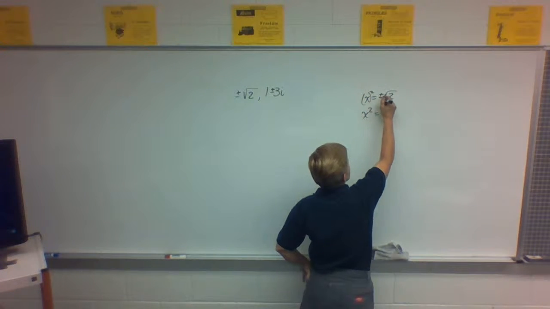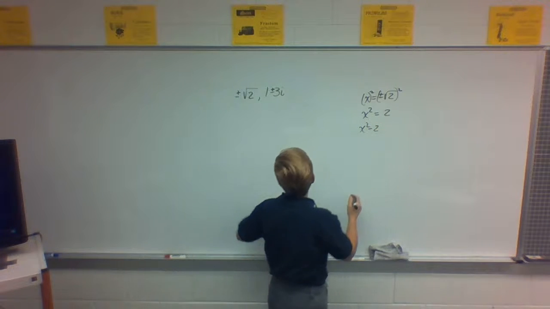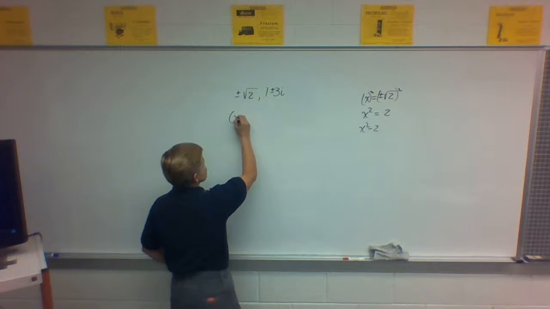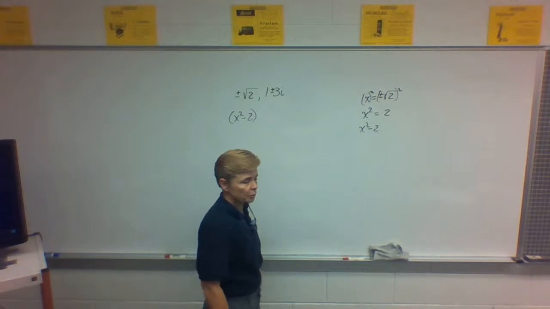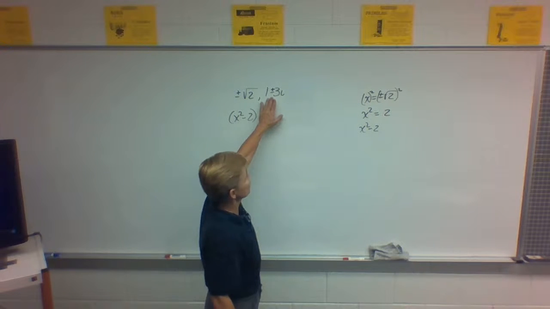If I square that, I get x squared. If I square that, I get just 2, which means that x squared minus 2 produces these two. That quadratic made these 2 solutions. See what I'm doing? Got a quadratic out of these. I'm going to get a quadratic out of these too.